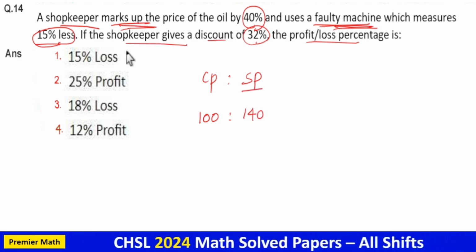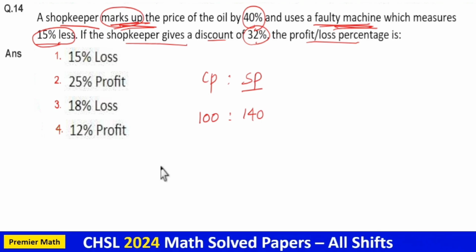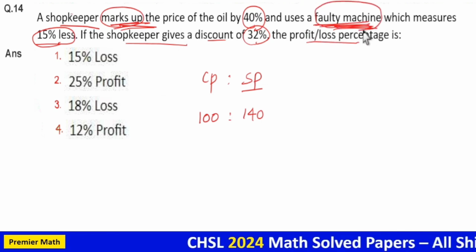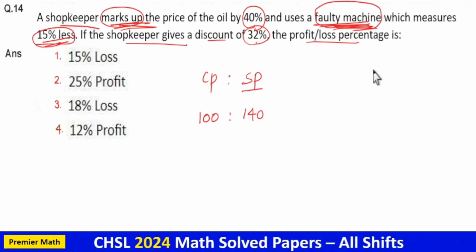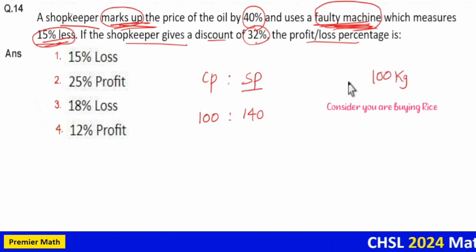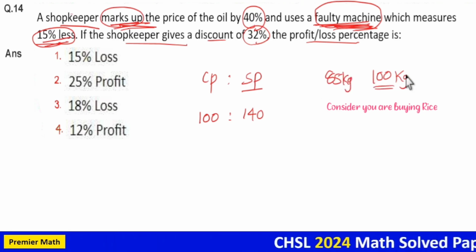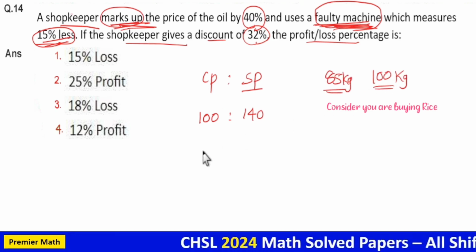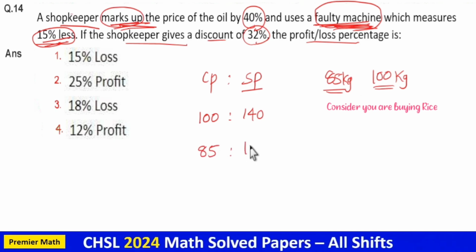Now don't confuse sell price and mark price. This mark price will cancel at the end. I will show you at the end. Here, he uses a faulty machine. This shopkeeper uses a faulty machine to generate profit. So in that case, this machine measures 15% less, which means if you are asking for 100 kilogram, the machine will only give you 85 kilogram. But it shows it as 100 kilogram. Then you believe it is 100 kilogram, but you only get 85 kilogram. In that case, he only incurs the cost of 85 kilogram, but you are giving him the price of 100 kilogram.